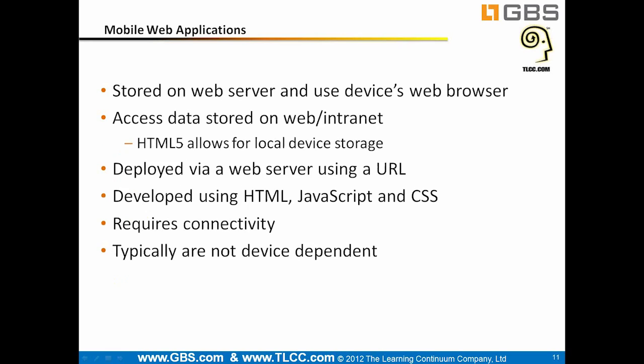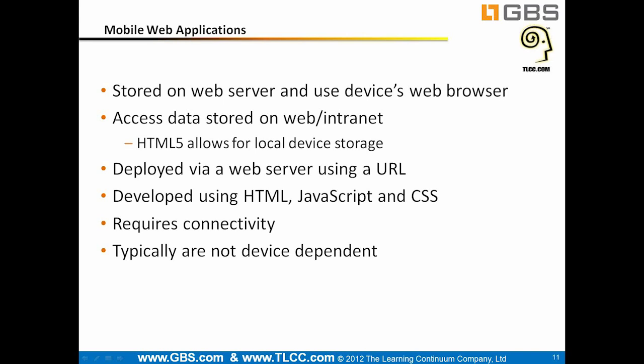Now compare that to the mobile web applications. These are accessed with the mobile device's browser. Typically you're going to get your data on the internet or intranet, but with HTML5 there are some options to store data locally. You're going to give your users a URL, and they're going to access these mobile web applications on your web server, in this case a Domino server, with that URL. And in the case of many of the devices like the iPhone, you can make that an application that has its own icon right on the home screen.